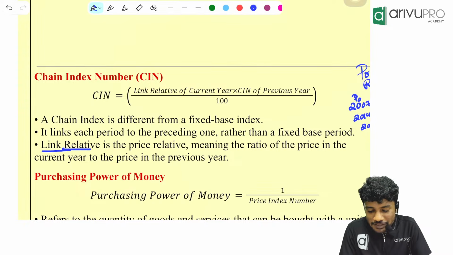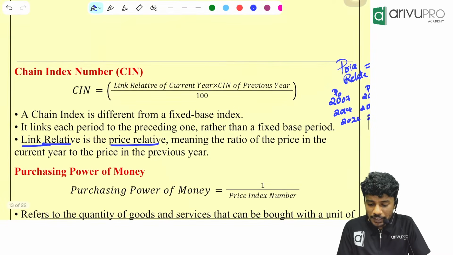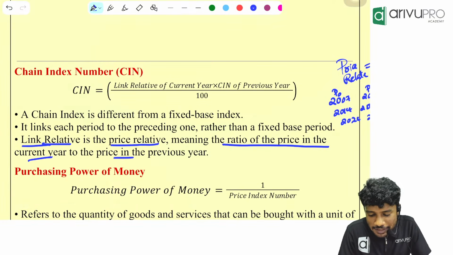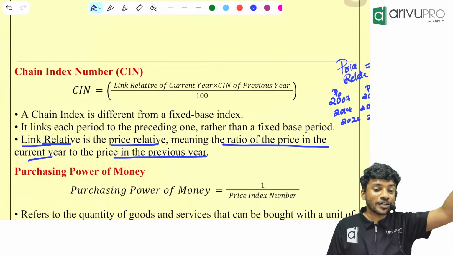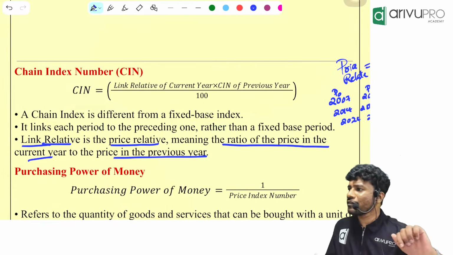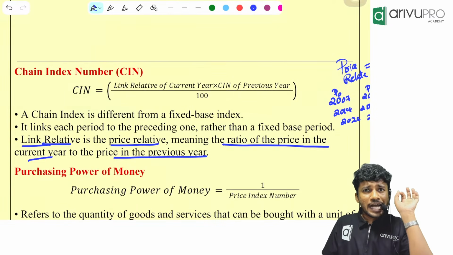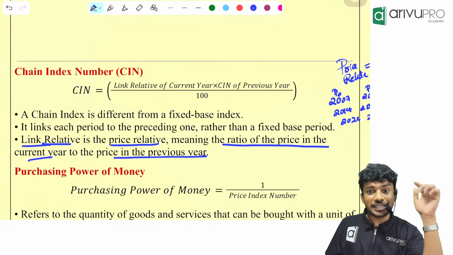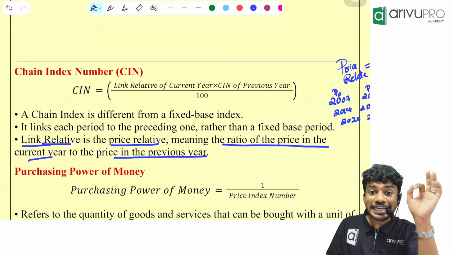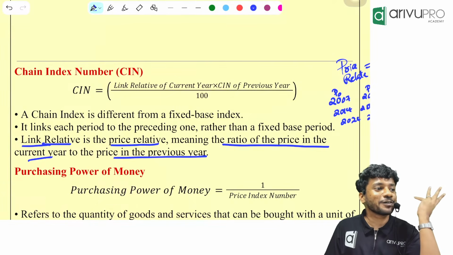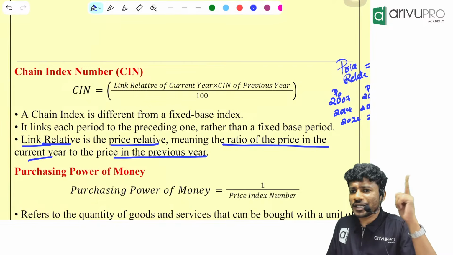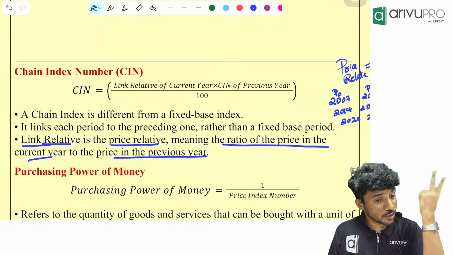Link relative is the price relative, meaning the ratio of price in the current year to the price in the previous year. Consecutive years are taken. Understood, Rakshana, the meaning of that? Now, I will ask you a question. I am taking year 2000 and year 2026. I am finding a price relative. Is it link relative? No. Why not? Because years are not consecutive. I am taking a year 2021 and I am taking a year 2022.